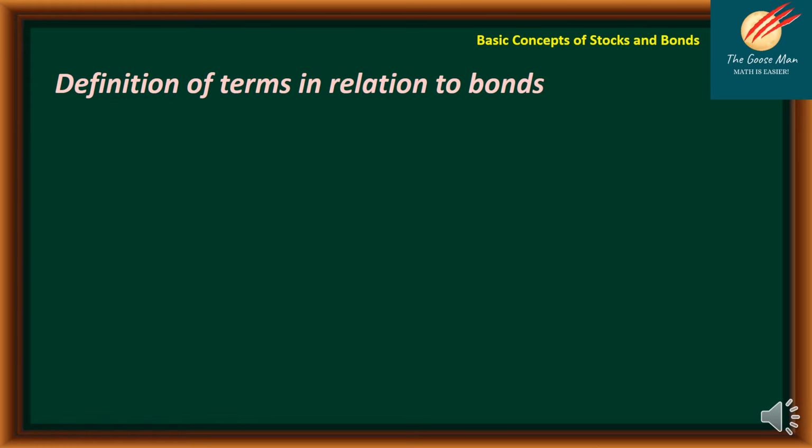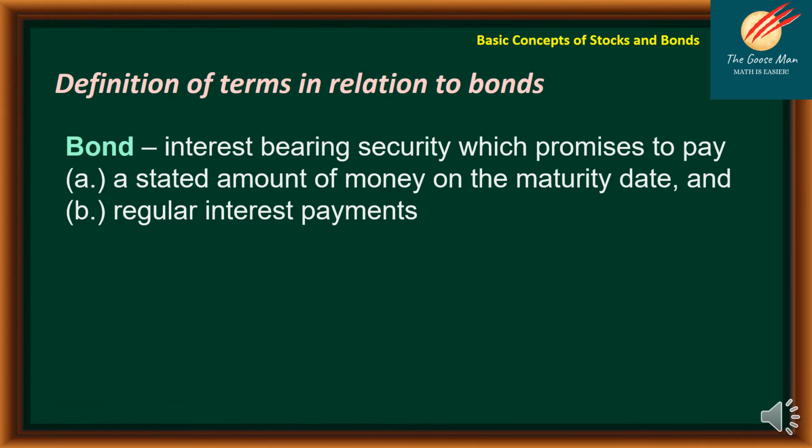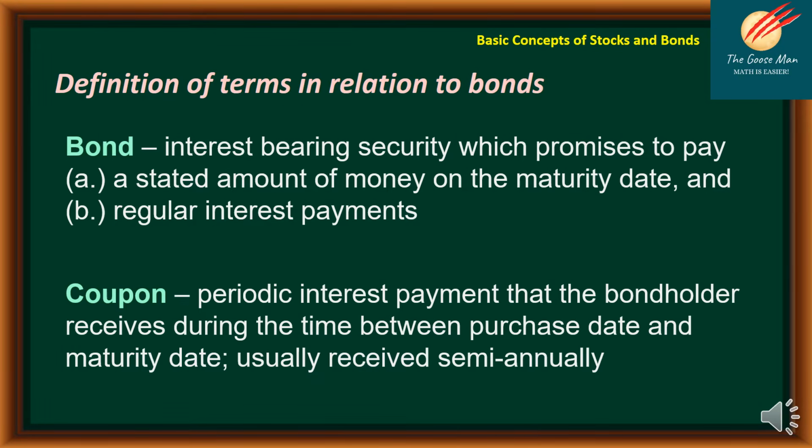These are the terms related to bonds. If you say bond, this is the interest-bearing security which promises to pay on two conditions: the stated amount of money on the maturity date and the regular interest payment. While we are talking about the coupon, the coupon is the periodic interest payment that the bondholder receives during the time between the purchase date and maturity date, usually received semi-annually.